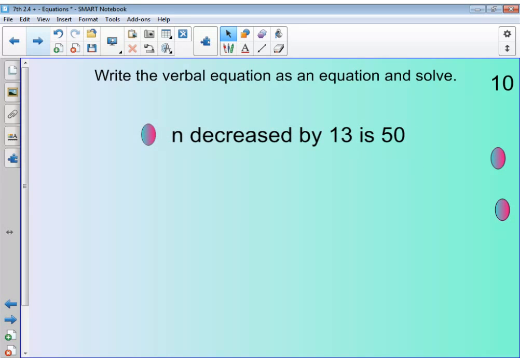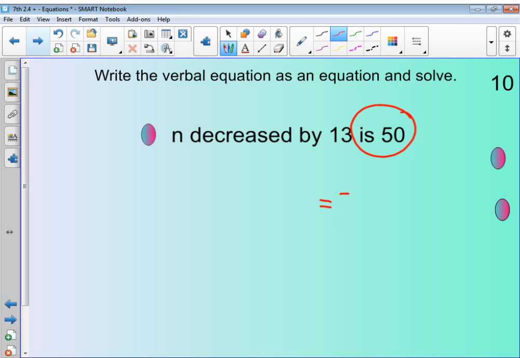N decreased by 13 is 50. So we should at least be able to do that part right away. So is 50 means equals 50. And then we have to understand some vocab terminology. So decreased means subtracted by. So I have N decreased by 13 equals 50. And I'm going to write that equals 50 closer.